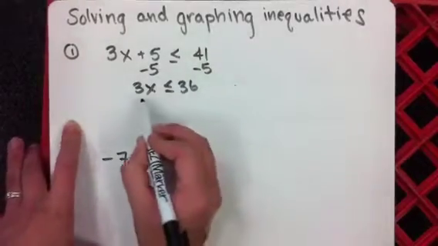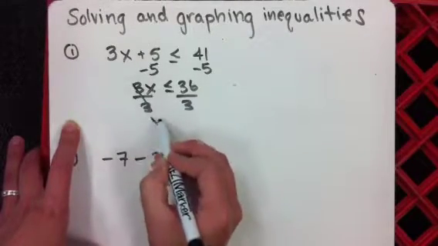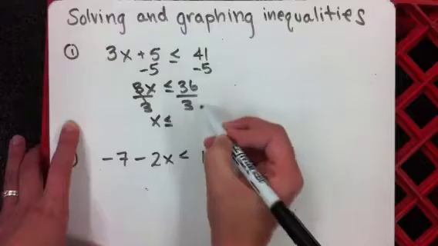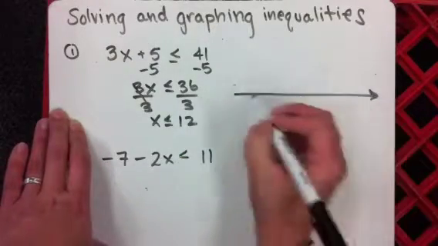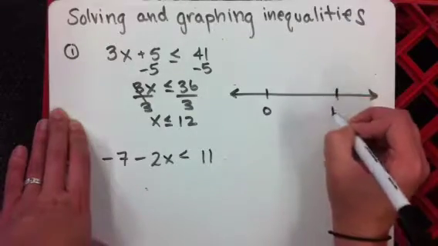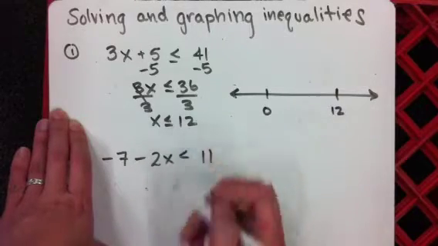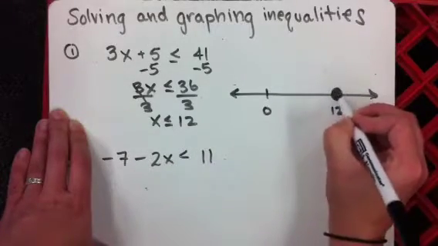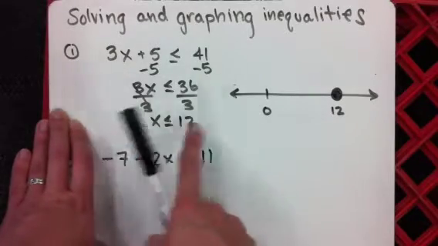Then I need to divide both sides by 3, and x is less than or equal to 12. To graph this on a number line, I can show here's my 0, and this is where 12 would be. Because it could be equal to 12, I'm going to have a solid circle here, and my x is less than or equal to 12.